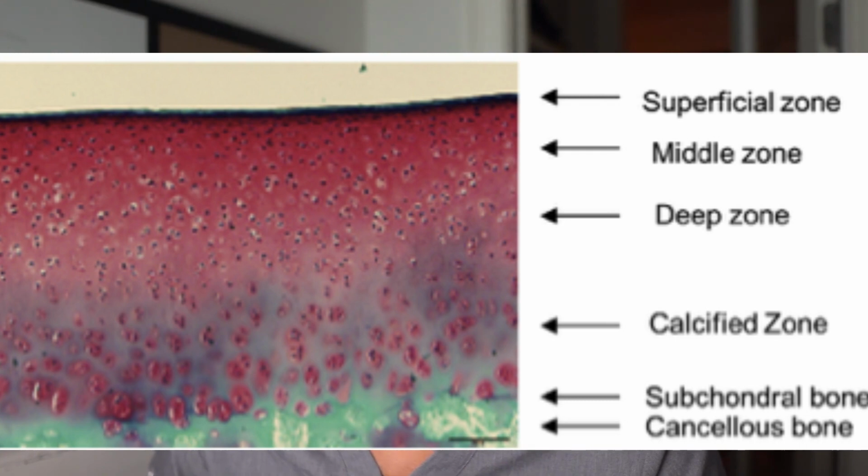This is the most abundant type of cartilage in the body. It is a highly organized structure with 4 different zones: the superficial zone, the middle zone, the deep zone, and the calcified zone. Underneath this are the different layers of bone.